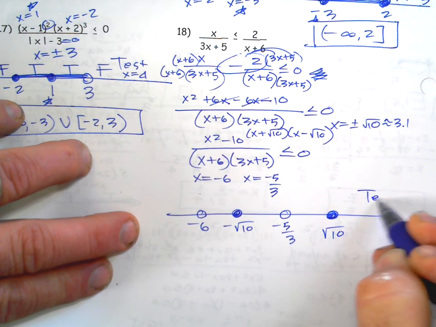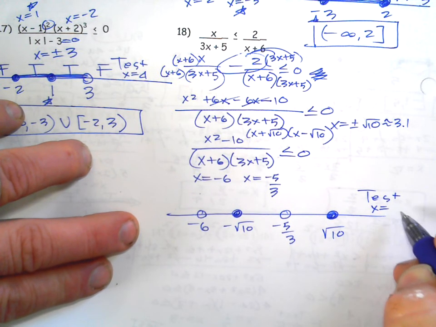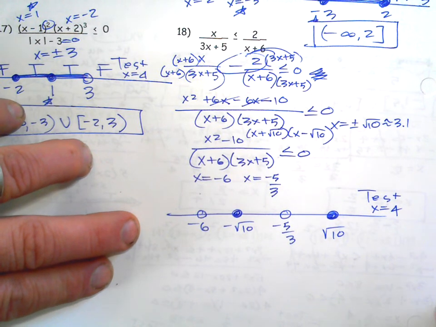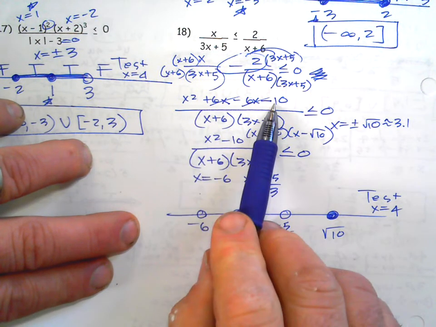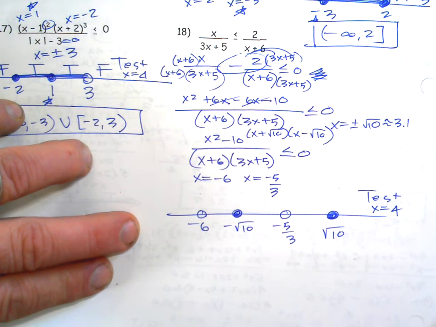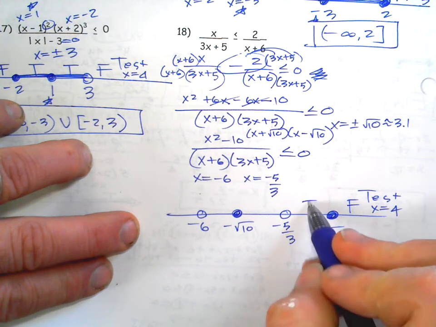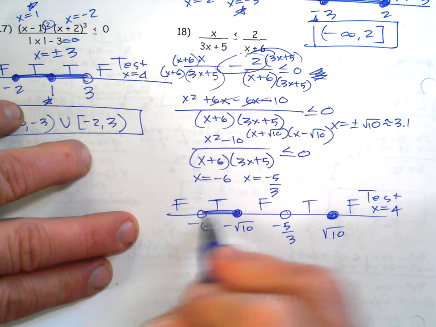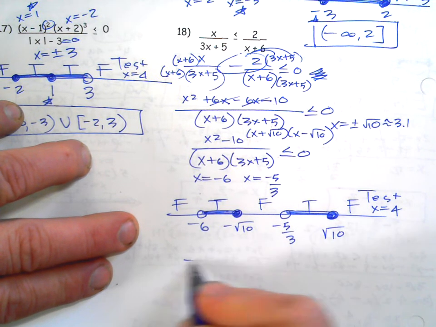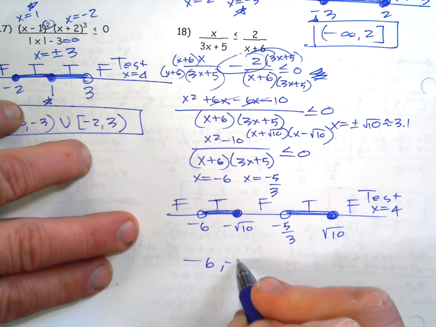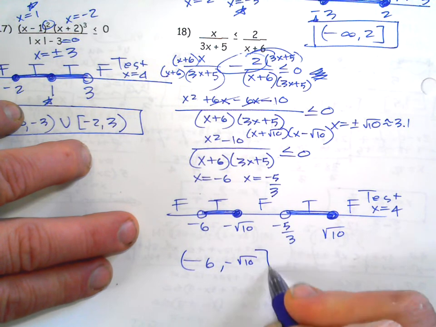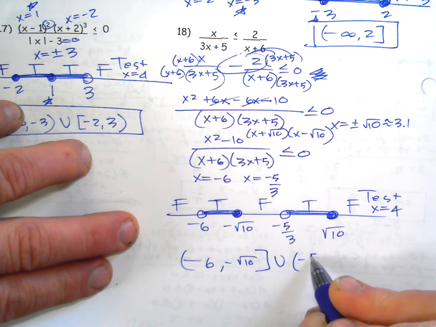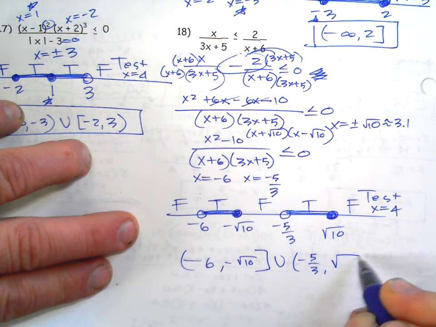Test the value. You can test far right if you want. 4. Plug it in here. 16 minus 10 is positive. Positive, positive, everything's positive. False, true, false, true, false. So final answer is negative 6 to negative root 10, parentheses, brackets, negative 5/3 to positive root 10.